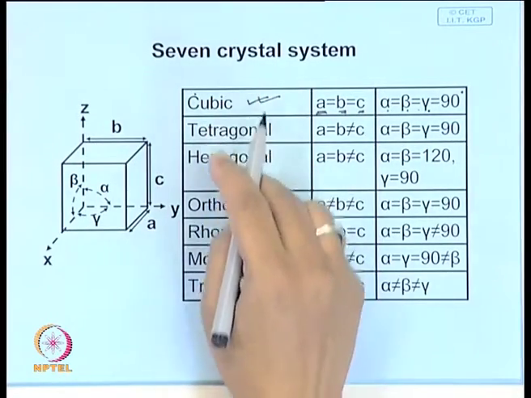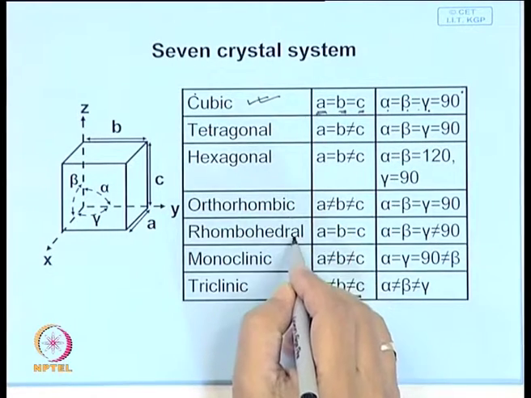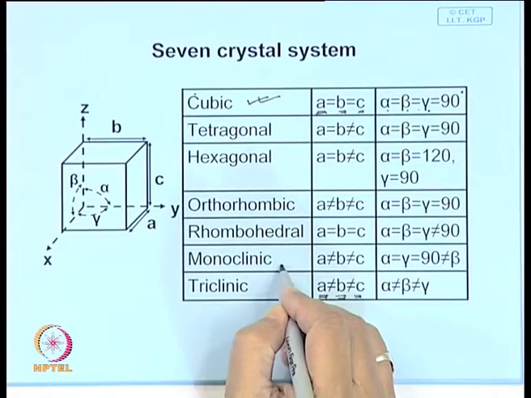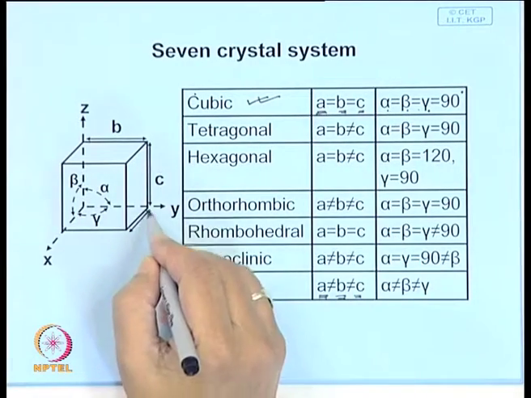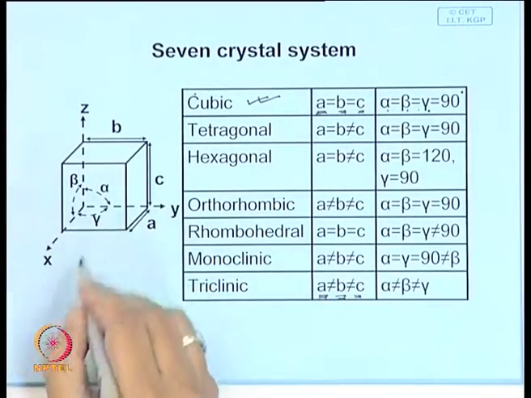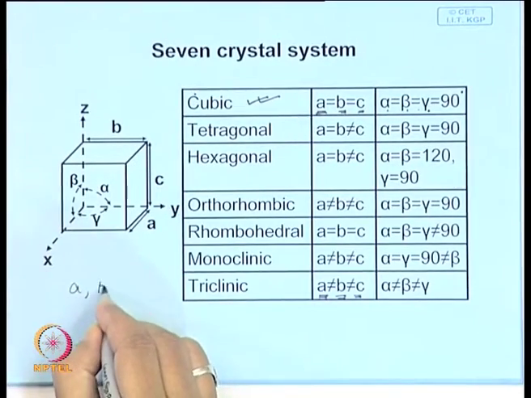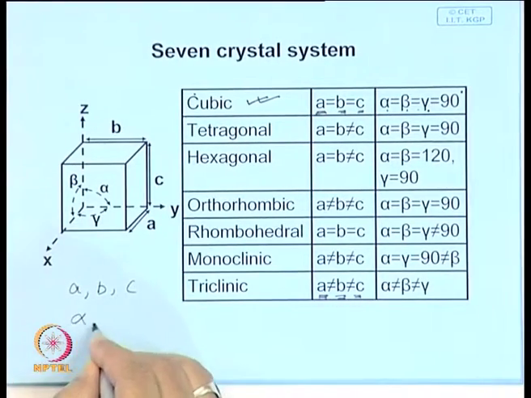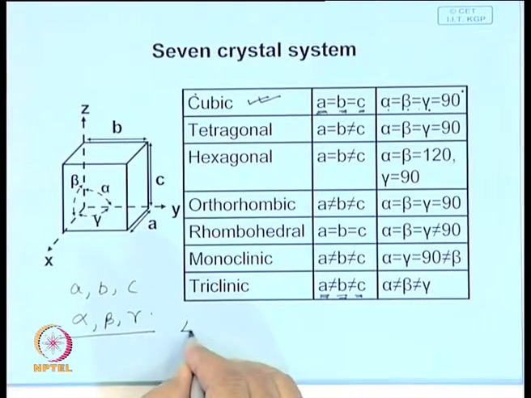And in between, you have tetragonal, hexagonal, orthorhombic, rhombohedral and monoclinic, and the relationships between a, b, c and alpha, beta, gamma are listed here. These values, a, b, c and alpha, beta, gamma, are called lattice parameters.